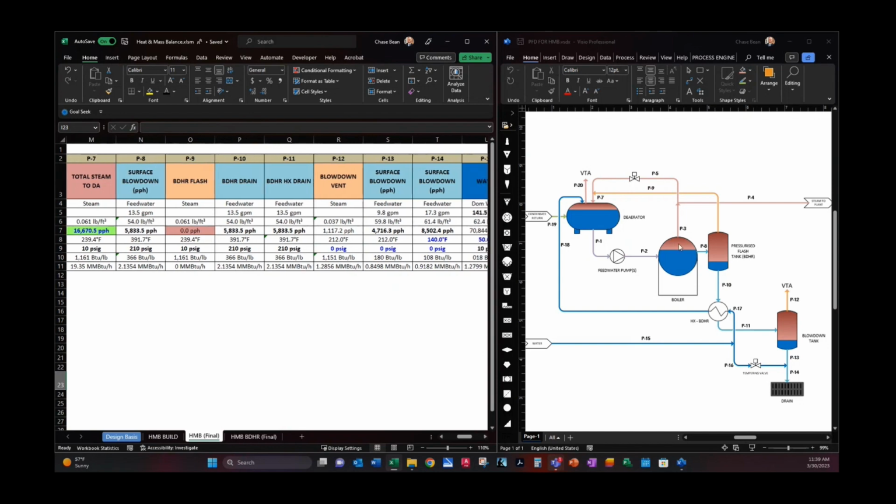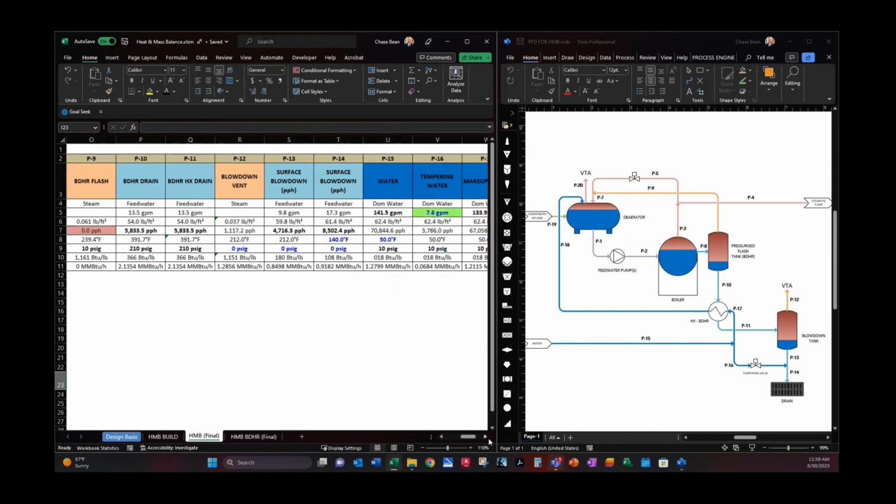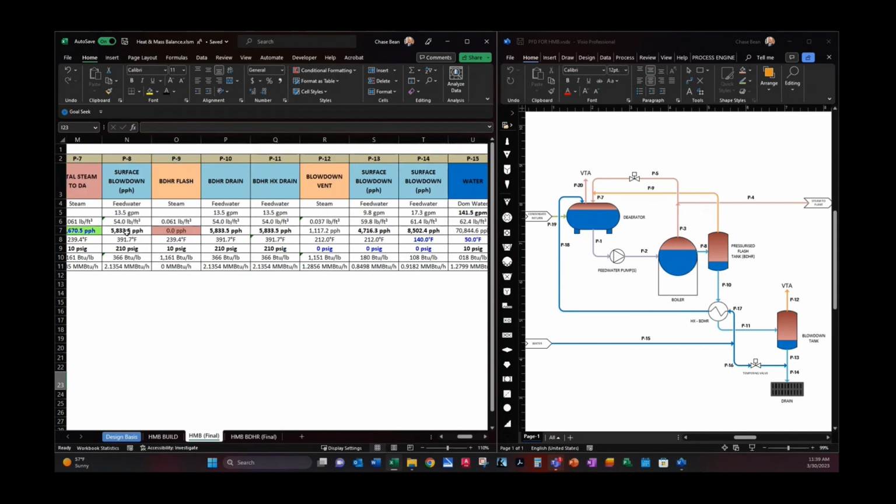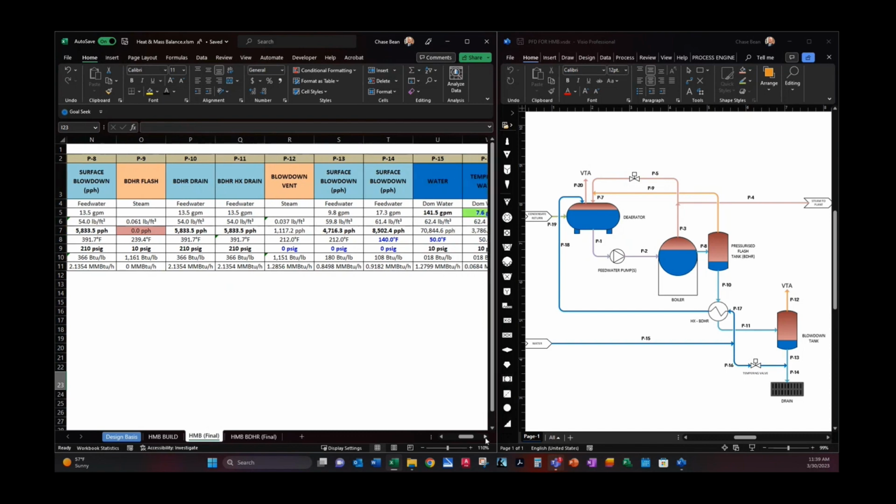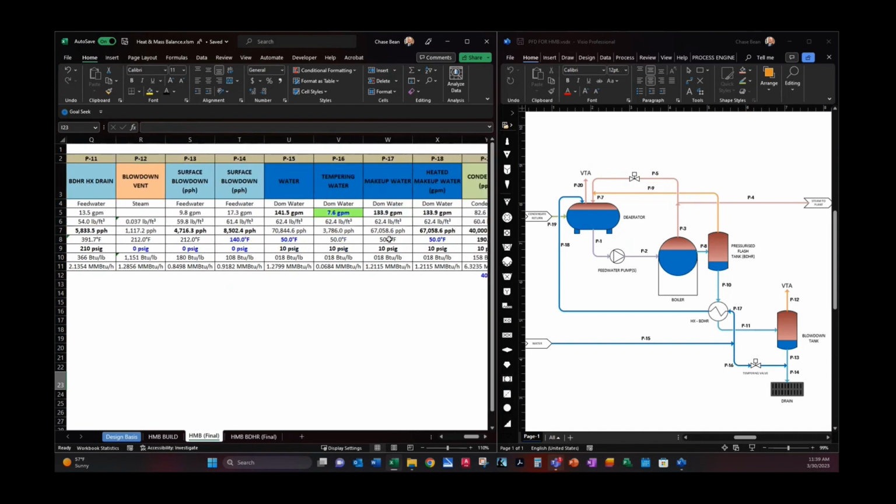So this tab is set up to the effect that this blowdown heat recovery tank does not exist. If you look at P8 going to P10, it's just the same. None of the flash steam has come off. Pressure is the same, temperature is the same. So the intent here, and the same thing on the other side, right? P17 to P18, the water temperature is the same.